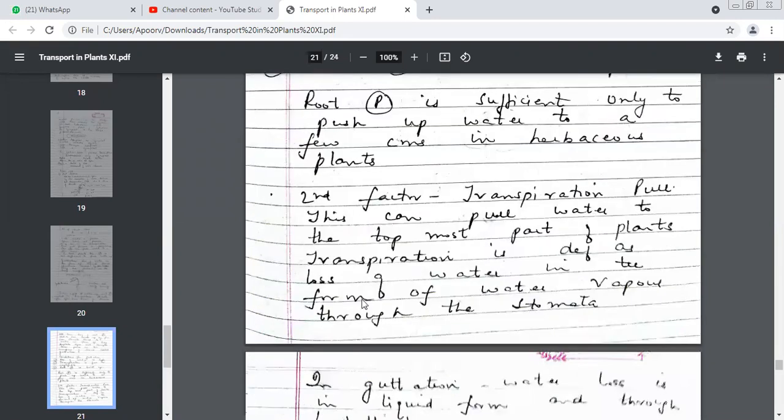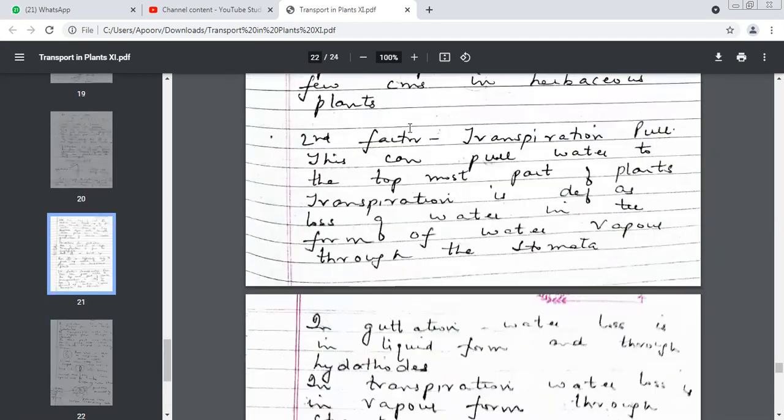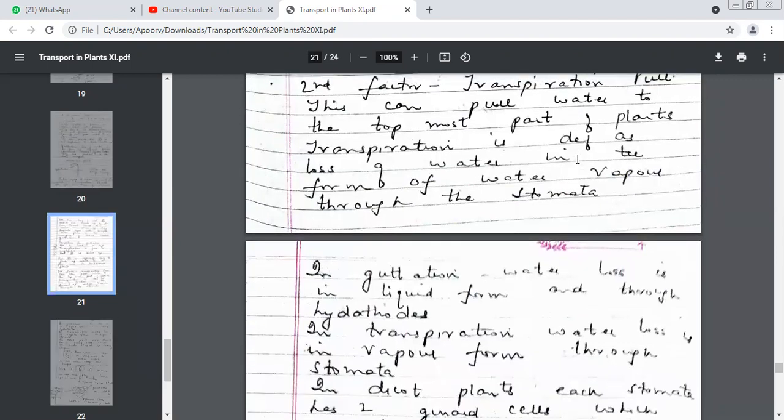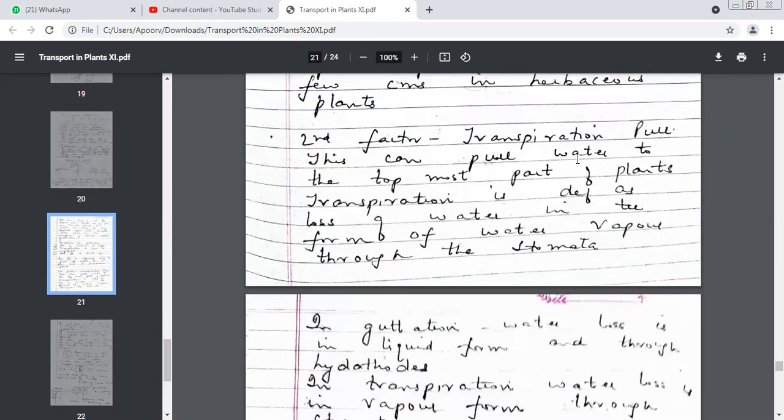See this, root pressure is sufficient only to push up water to a few centimeters in herbaceous plants. So this root pressure is not successful. Now we are going to study what happens in bigger plants, that is transpiration pull. Which is the technique, beta? Transpiration pull. Very quickly read this paragraph. Let me explain it to you.